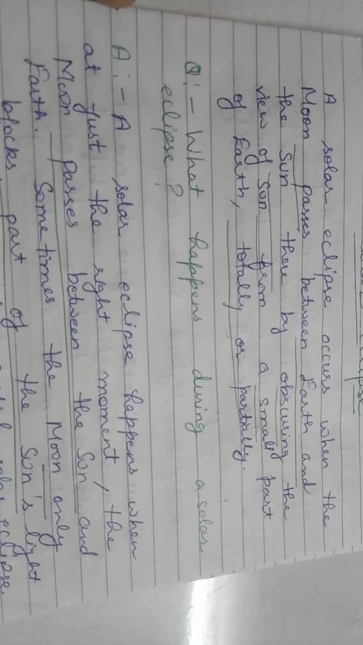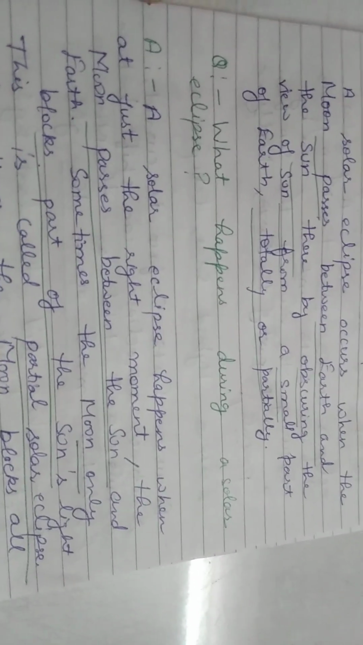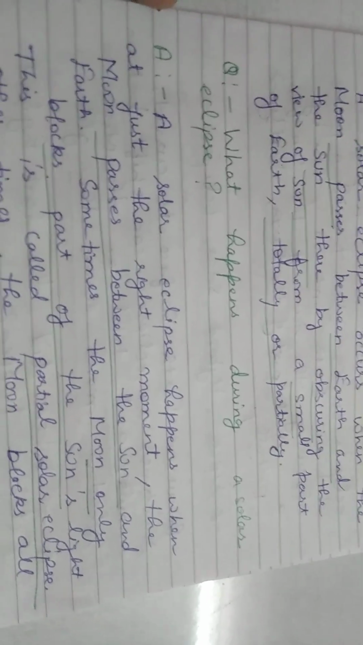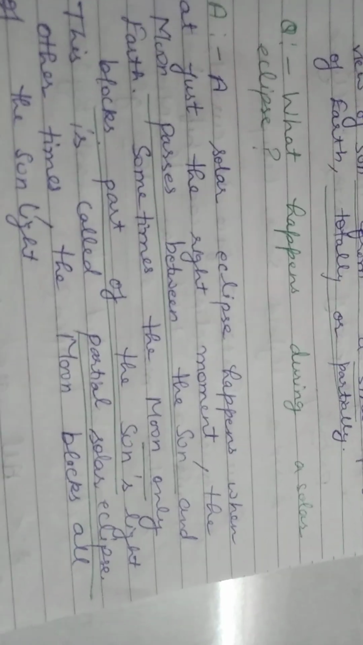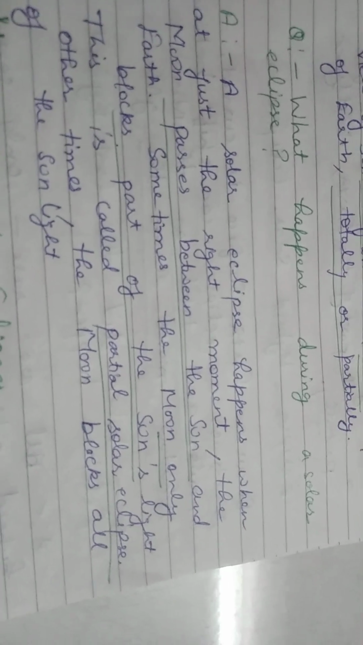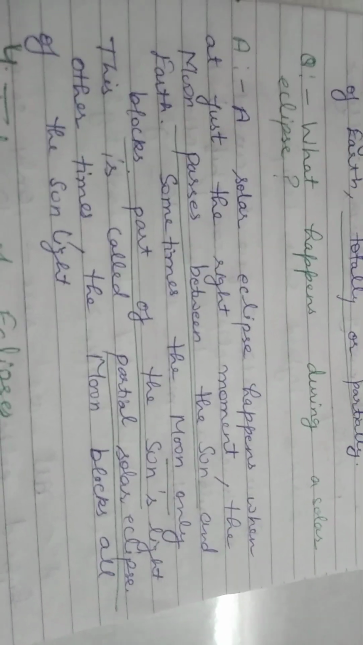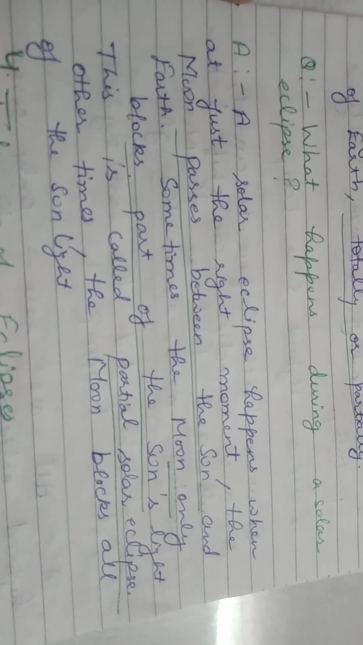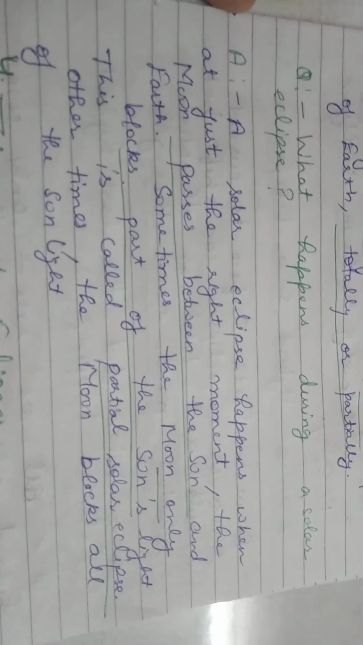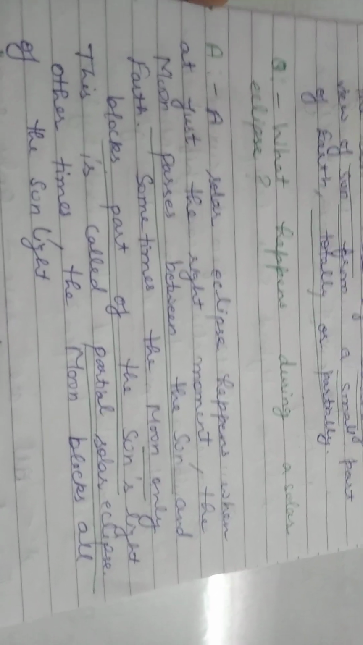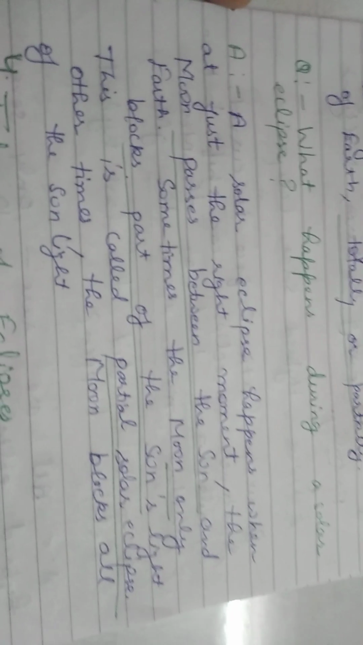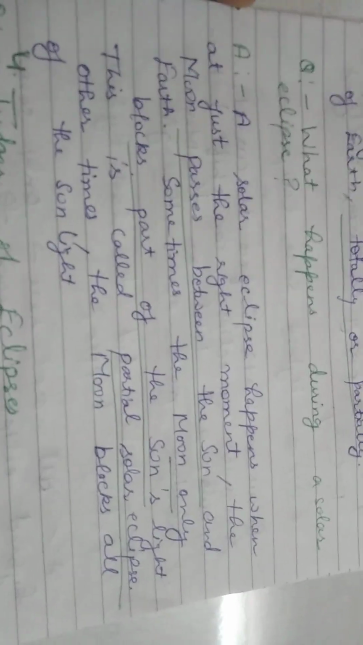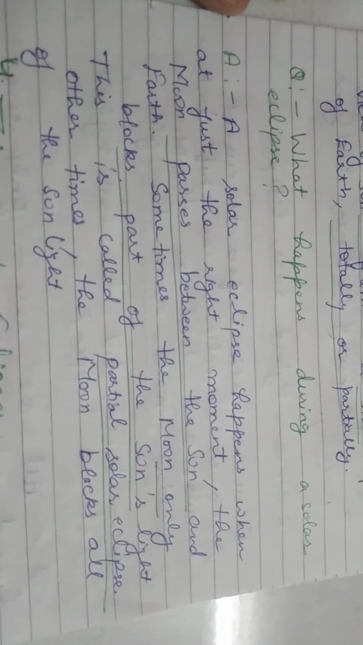So let's start the next question. What happens during a solar eclipse? A solar eclipse happens when the moon passes between the sun and the earth. Sometimes the moon only blocks part of the sun's light. When the moon blocks part of the sunlight, it is called a partial solar eclipse.